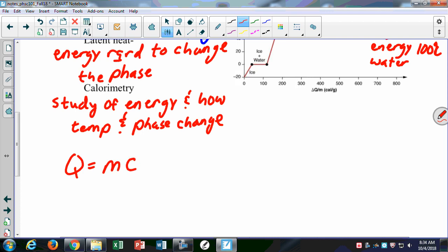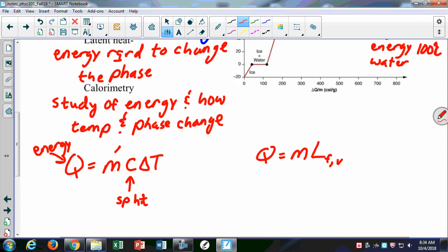Q is equal to MC delta T, and then also Q is equal to M times L. And this can either be latent heat of fusion or latent heat of vaporization. That's our latent heats. So just to identify these things, C is our specific heat. Q is the energy, the thermal energy. M is mass. Mass is the same in the other one. And delta T is our change in temperature.